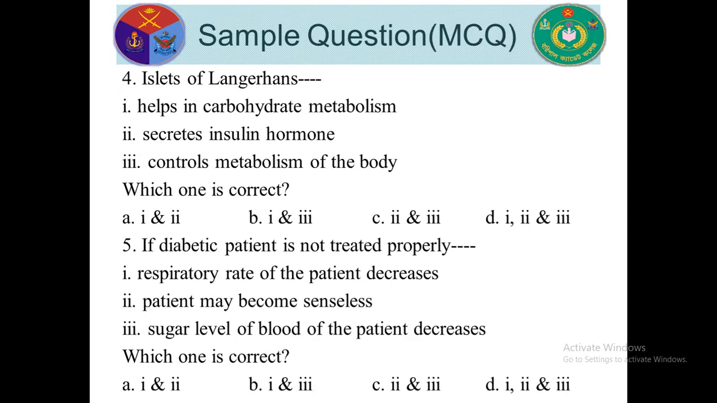Number 4, islets of Langerhans help in carbohydrate metabolism, secrete insulin hormone, and control metabolism of the body. Which one is correct? 1 and 2, 1 and 3, 2 and 3, 1, 2 and 3. Number 5, if a diabetic patient is not treated properly, the respiratory rate of the patient decreases, the patient may become senseless, and the sugar level of blood of the patient decreases. Which one is correct? Okay, boys, you have to find the answer to these questions. If you follow my lesson, then you can easily find the answers.